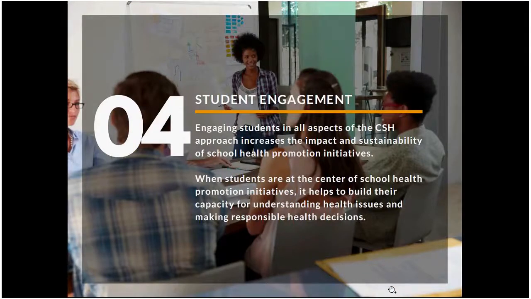Engaging students in all aspects of the comprehensive school health approach increases the sustainability and impact of school health promotion initiatives. Students can help define the health needs of the school, identify gaps, and suggest ideas to address these needs and engage with their peers. Opportunities for student engagement as well as leadership are important in all stages of health initiatives. When students are at the center of school health promotion, it increases their ownership of the work and helps to build their capacity for understanding health issues and making responsible health decisions.